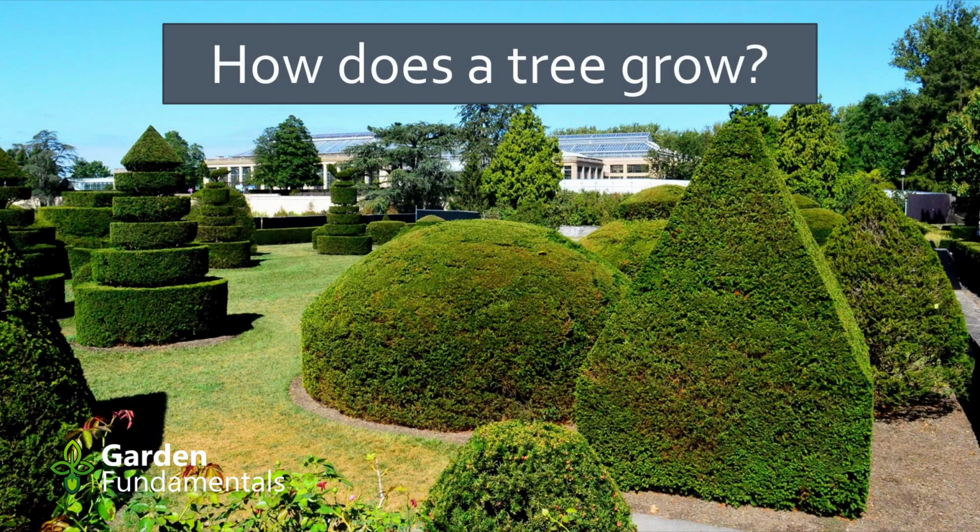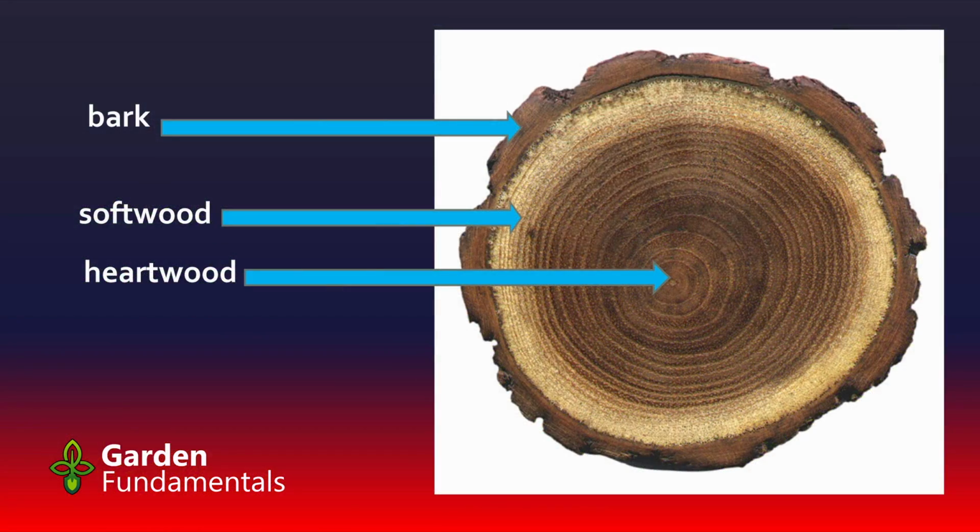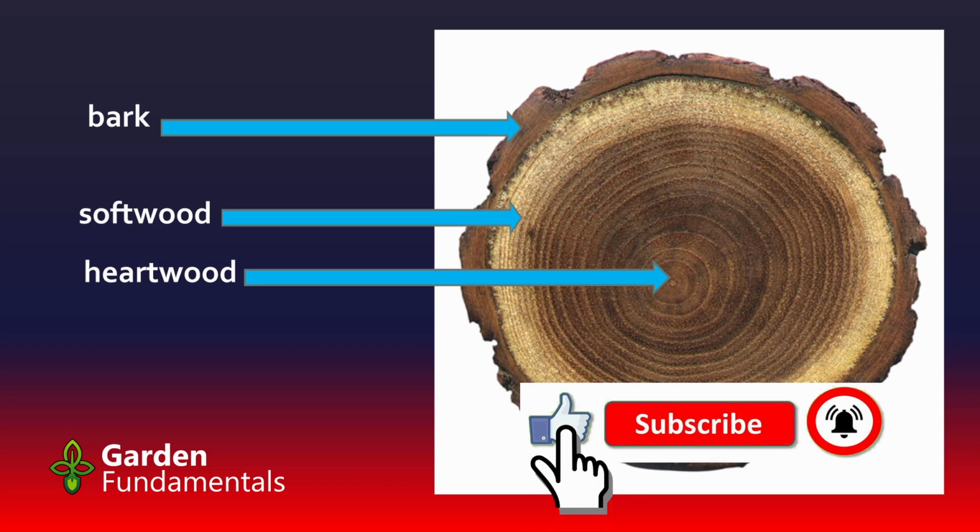How do these trees grow? Here's a little picture of some trees. One of the neat things about trees is that some of them we can prune into all kinds of weird shapes. They grow just fine. This is a cross section of a trunk. And here are the 3 main things that most people know about. So the center part we call the hardwood. Then comes the softwood, and then the outer layer is the bark.